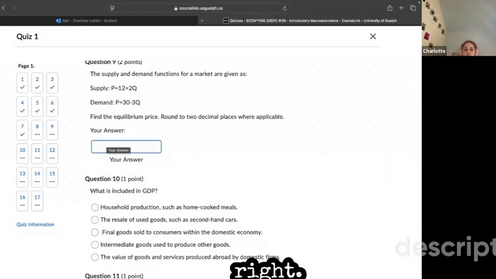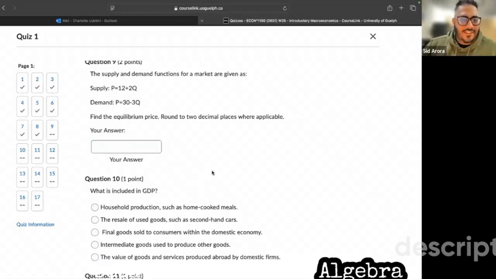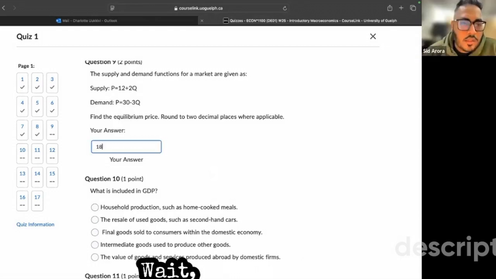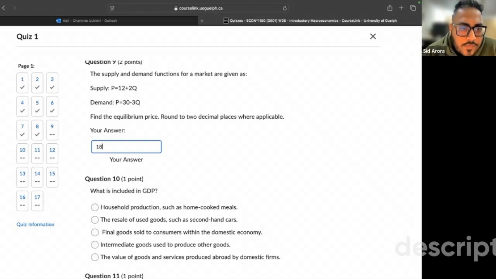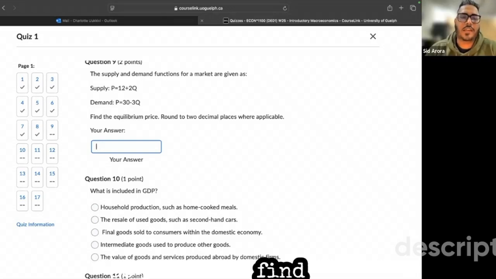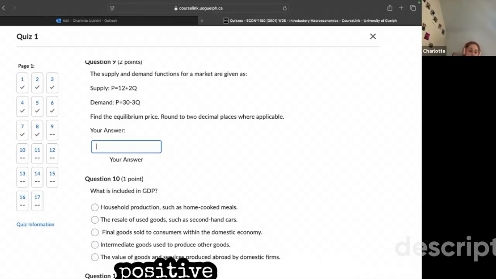Oh, more calculating questions. Whoopee. All right. This one you definitely don't need a calculator for. Let's see. Math. I should write it down because I cannot do algebra mentally, unfortunately. Set it up. 12 plus 2q is equal to 30 minus 3q. Q is equal to 18. Oh, wait, Q. 5Q equals 18. Wait, how'd you get 18? Oh, wait. It's -5. I was rushing. My bad. So you would find Q first, and then you would plug it into either one of these to find P. I thought it was positive.